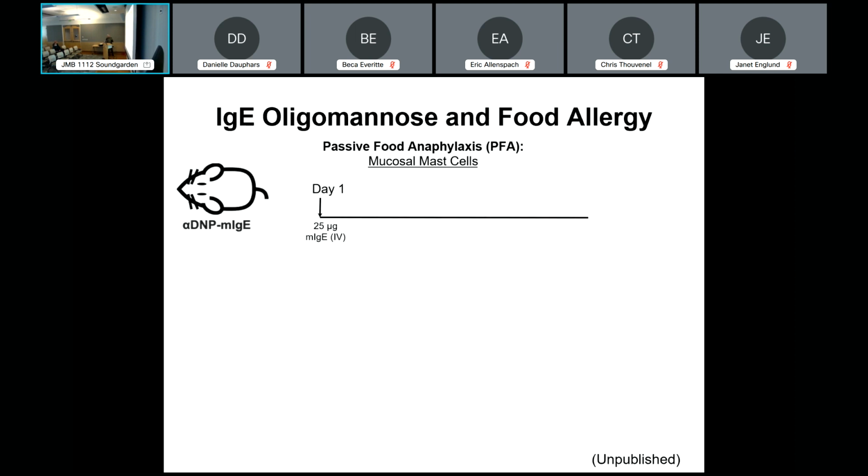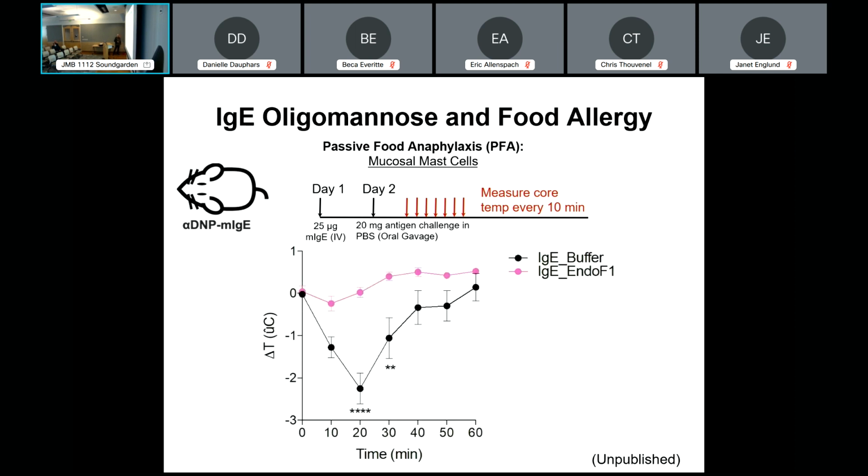And so we treated IgE with either buffer or Endo F1, and then we gave it systemically to mice, which is shown here. And then the next day we would just gavage, and this is a model of what we're calling passive food anaphylaxis. Then you can measure body temperature over about an hour or so every 10 minutes. If you get an anaphylactic response, you get a drop in temperature upon giving the allergen. So we did this experiment, and you can see we get about a 2-degree drop in temperature in buffer control treated IgE, but when you remove that single oligomannose residue with the enzyme Endo F1, there's essentially no drop in temperature.